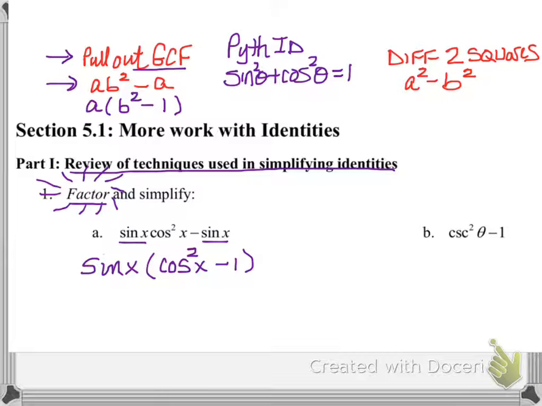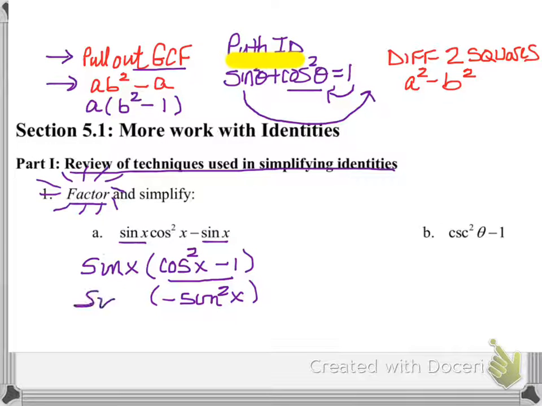And so as we're looking at this cosine squared x minus 1, we should know that it looks familiar to our Pythagorean identity. So here's my Pythagorean identity, which is sine squared plus cosine squared equals 1. If I'm looking to get cosine squared minus 1, that means I would have to bring the 1 over to the left side, which indirectly would mean that the sine squared would have to go over to the right side. So cosine squared minus 1 is going to be the same thing as negative sine squared x.